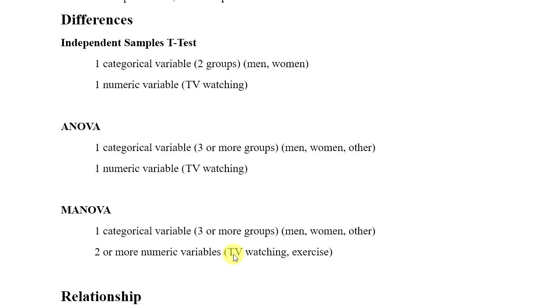So you want to know, is there a difference in TV watching and exercise based on gender, meaning men, women, and other. So similar to both of these two hypotheses, for MANOVA the null is that there is no difference, and the alternative is that there is a difference. So that is differences: the independent samples t-test, the ANOVA, and the MANOVA.